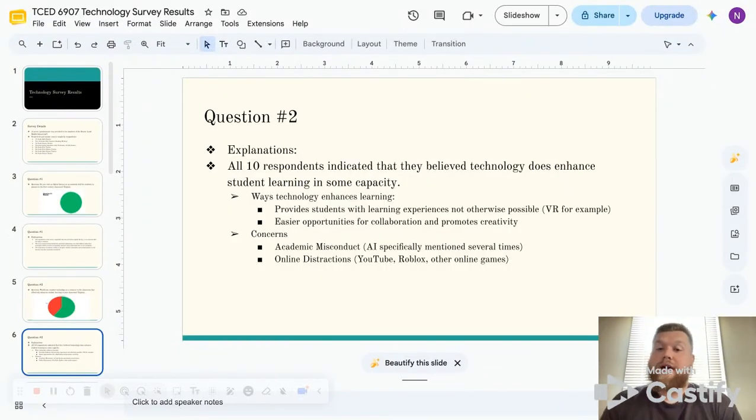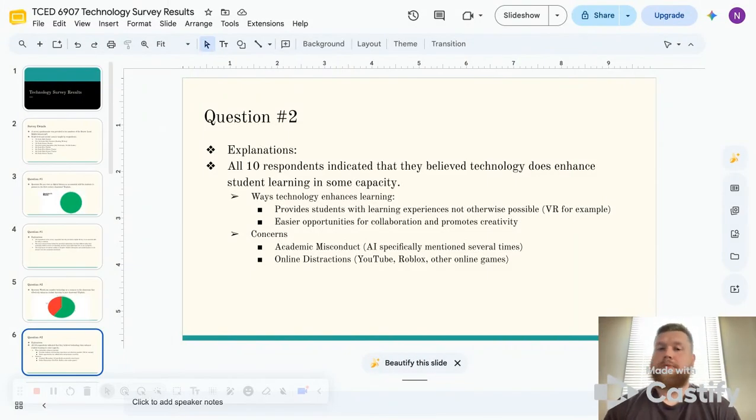A little more detail on the explanations here. All 10 respondents indicated that they believe technology does enhance student learning in some capacity. Like I said, it was yes versus yes, but with some concerns. Ways technology enhances learning. These are some commonly mentioned ideas. First of all, it provides students with learning experiences that are not otherwise possible. Virtual reality was brought up as an example, redefining the learning experiences for students in the classroom through technology. We also have easier opportunities for collaboration and promotion of creativity.